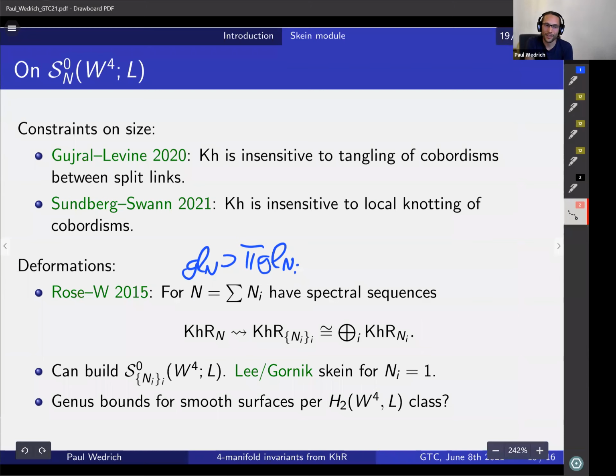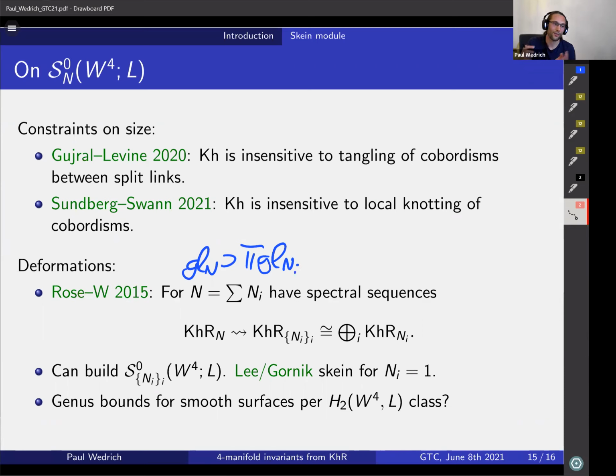And it turns out that this thing is abstractly isomorphic, in a filtered way, to the direct sum of the Khovanov-Rozansky homologies with respect to the individual n_i. And we can also build skein modules in this theory, for this deformed version. And if you set all the n_i equal to 1, then you recover something familiar, namely the Lee version of Khovanov homology or the Gornik version of Khovanov-Rozansky homology.